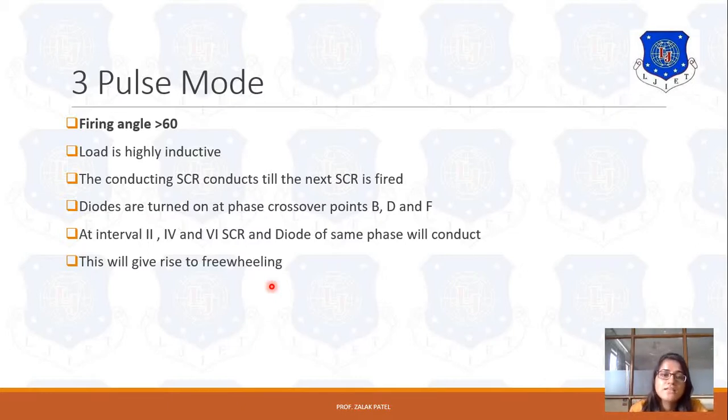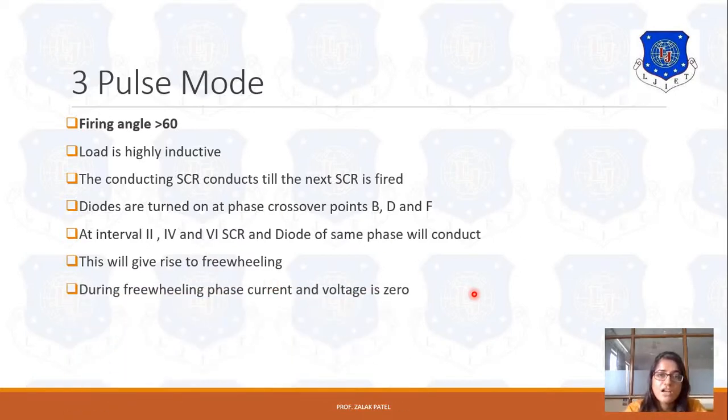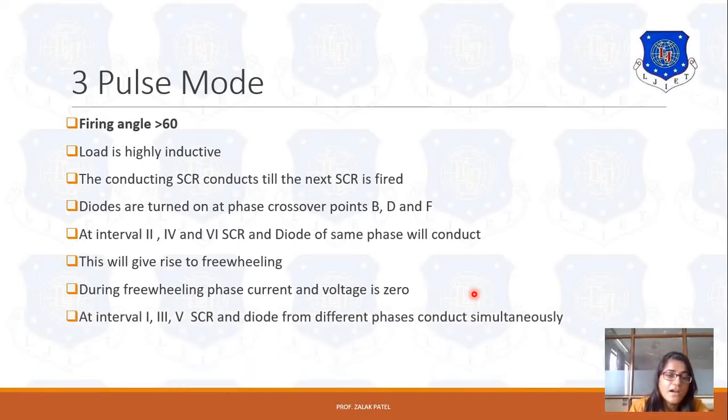It will increase the portion of freewheeling. Because of freewheeling, during the 2nd, 4th and 6th intervals, when the SCR and diode of the same phase conduct, the phase current and phase voltage will become 0, and because of that there is no loss or power dissipated across it.